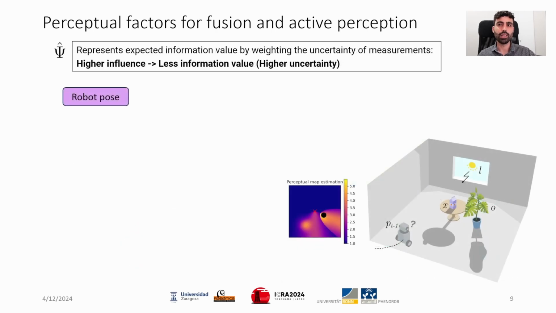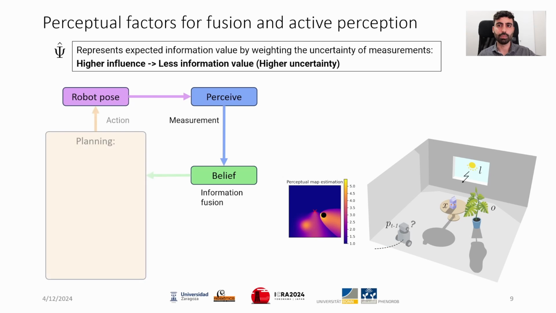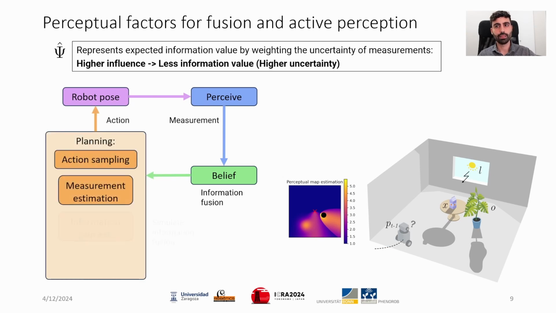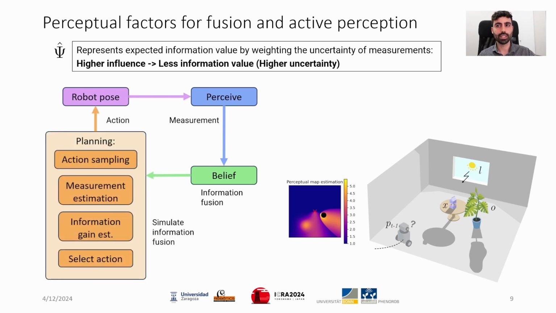And finally, if we get an overview of the typical planning pipeline, we include the perceptual map in the information fusion step, and during the information gain estimation of the planner, as this one normally requires a simulation of the information fusion. Then our robot will know where to move to re-observe the object correctly.